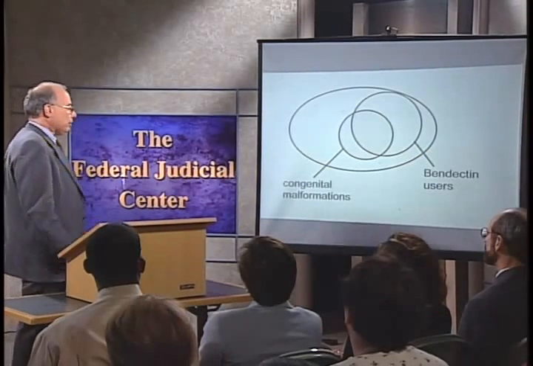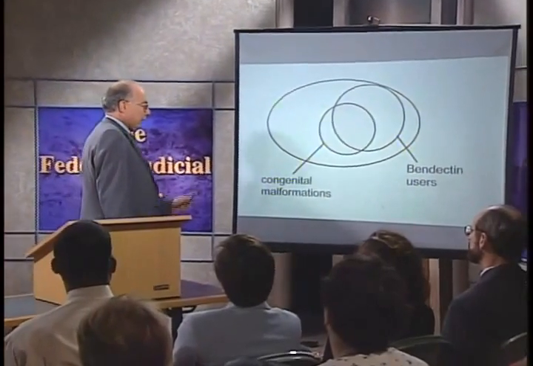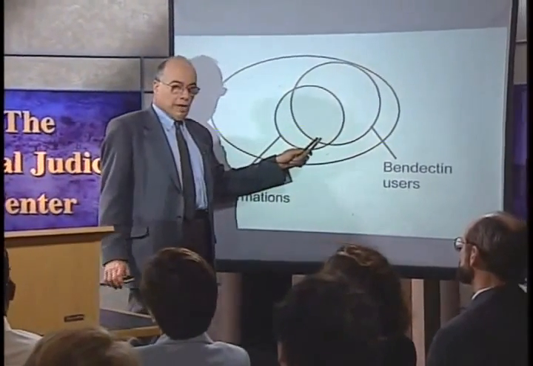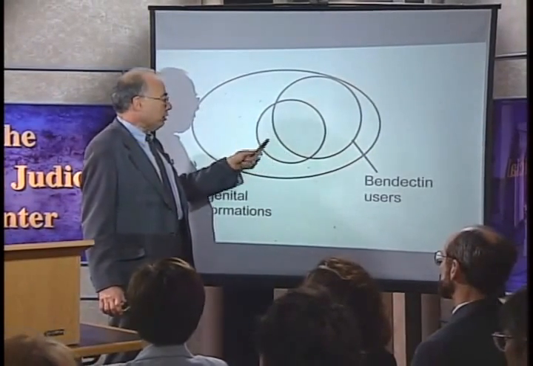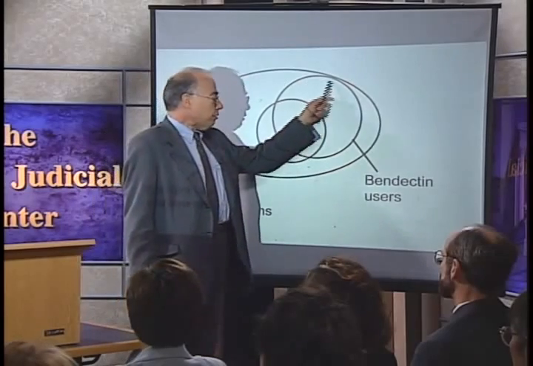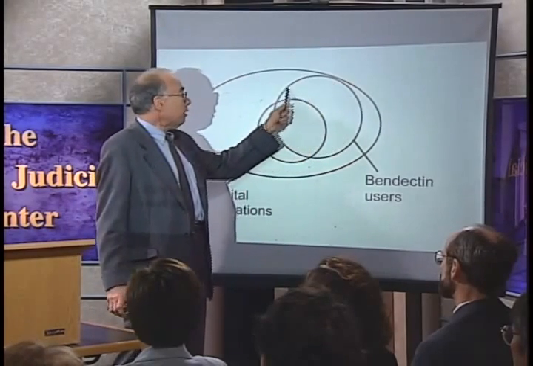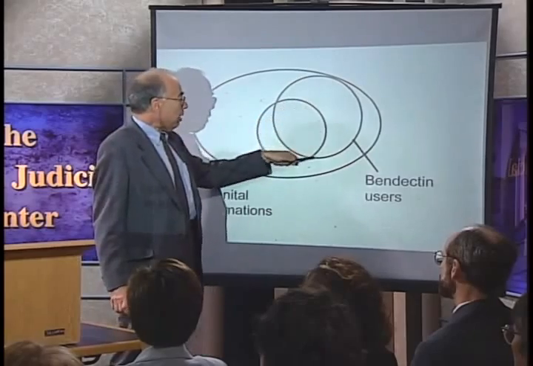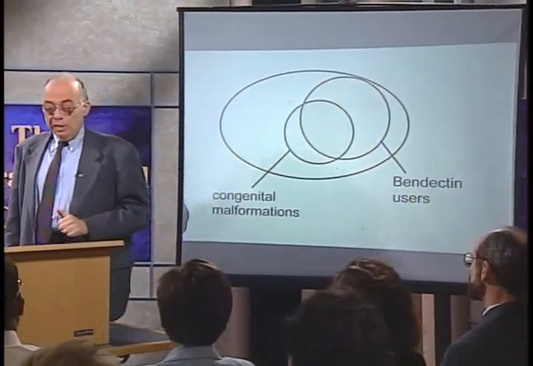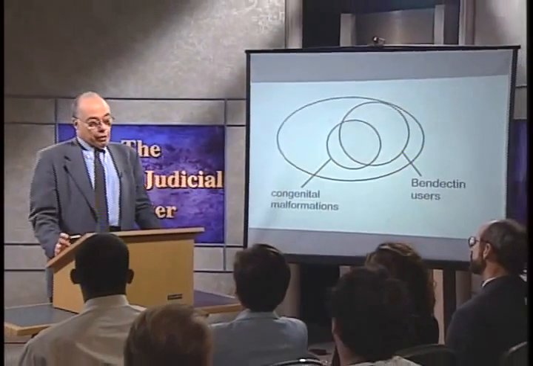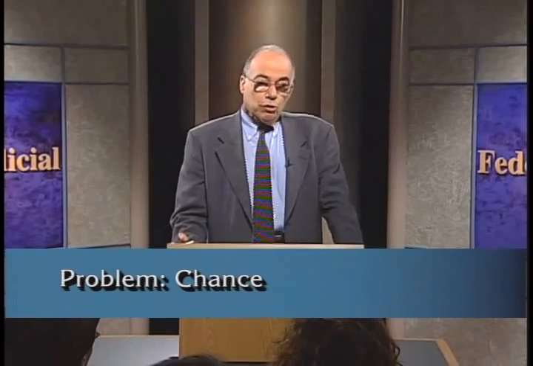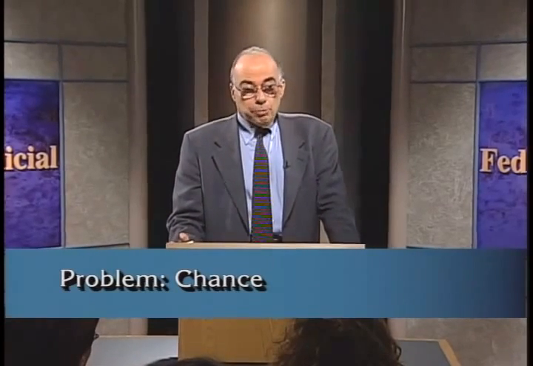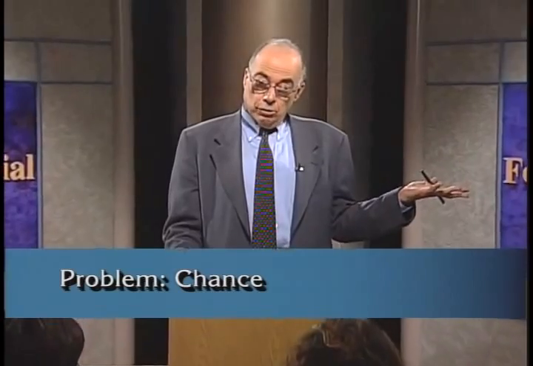What usually happens, however, is that we have a partial overlap of the two circles. There are women who have a child without malformations who didn't take Bendectin. Many Bendectin users never had an abnormality in their child, and yet there's an overlap area of women who took Bendectin and whose children had malformations. This overlap has taken place by chance, not because Bendectin caused the malformation, but just because you would expect with these two size circles that there would be some overlap between the two.